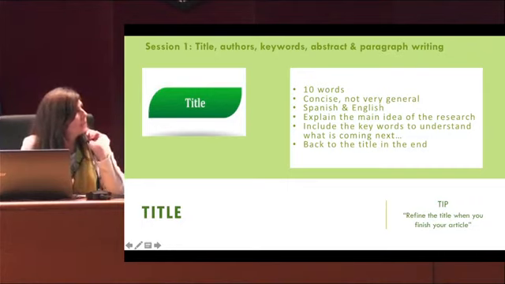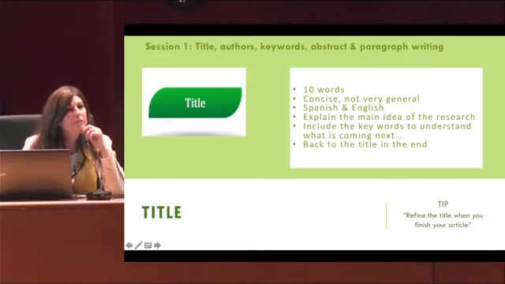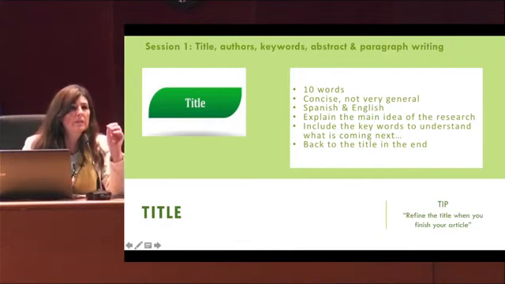What do you have to do? Explain the main idea of the research in these 10 or 15 words. And what do you have to include? You have to include the keywords to understand what is coming next. So these 10, 15 words must explain what the reader is going to read in the full and complete article, paper that you are going to write.